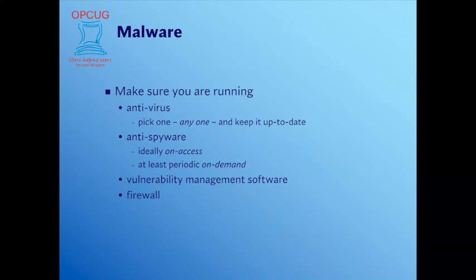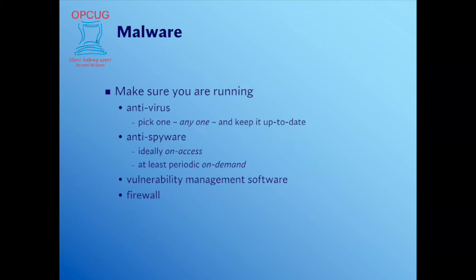Anti-spyware, ideally. You want to have on-access anti-spyware, where it's looking for things coming onto your computer or trying to come onto your computer and stopping them before they can install. If on-access anti-spyware is a cost item and you can only get the free version that runs on demand, at least run it periodically, maybe once a week or once every couple of weeks. You could run it on demand to see if anything has gotten onto your computer that you can get rid of after the fact.